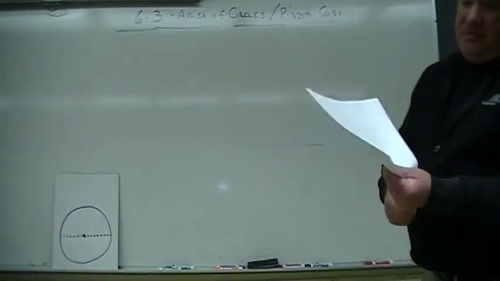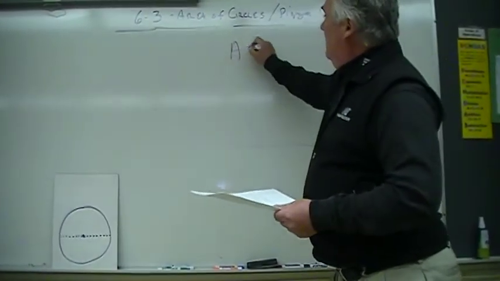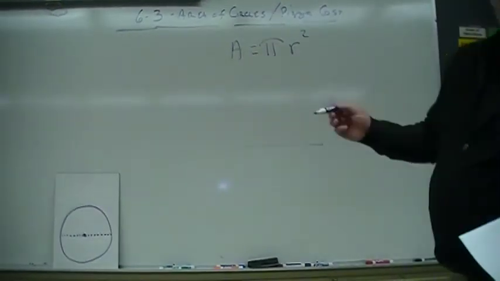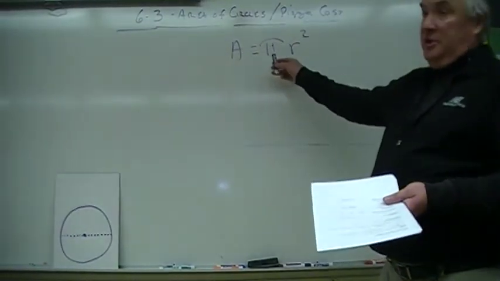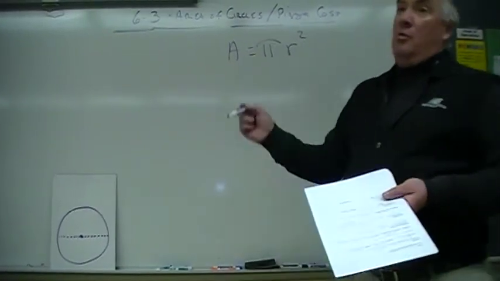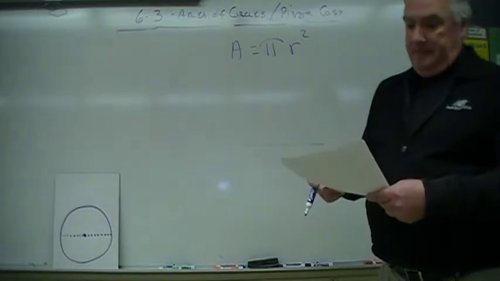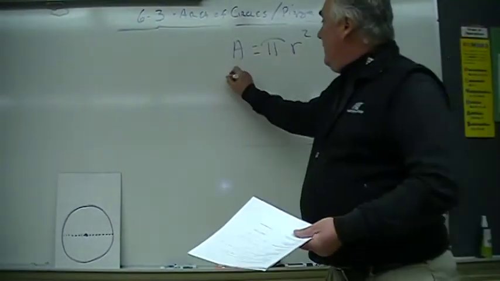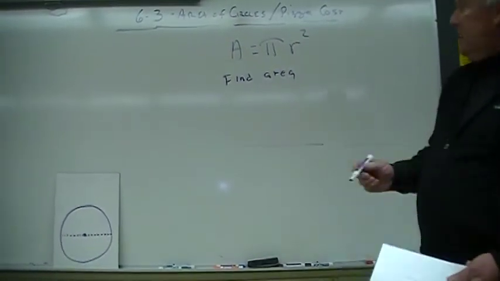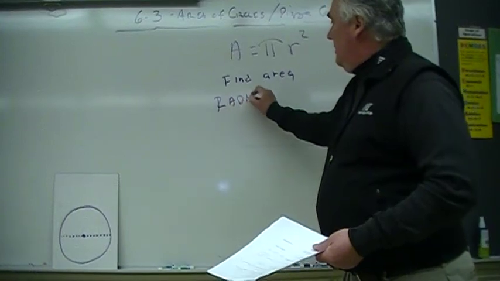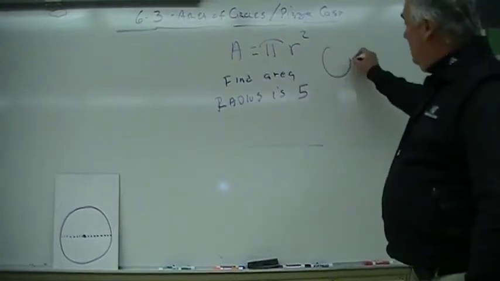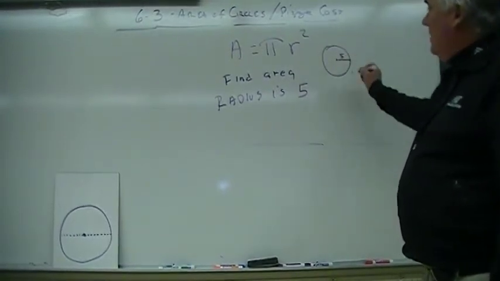Now let's do the two teaching problems. So if our formula is area equals pi r squared, we have two variables. We have the area, which could change, and the radius, which could change. So if we're given one of these two, we can find the other. Pi is constant. So in teaching problem 1, we need to find area. The problem I'm going to give you is this. The radius is 5. So for our circle, it's like the one I just gave you, the radius is 5.